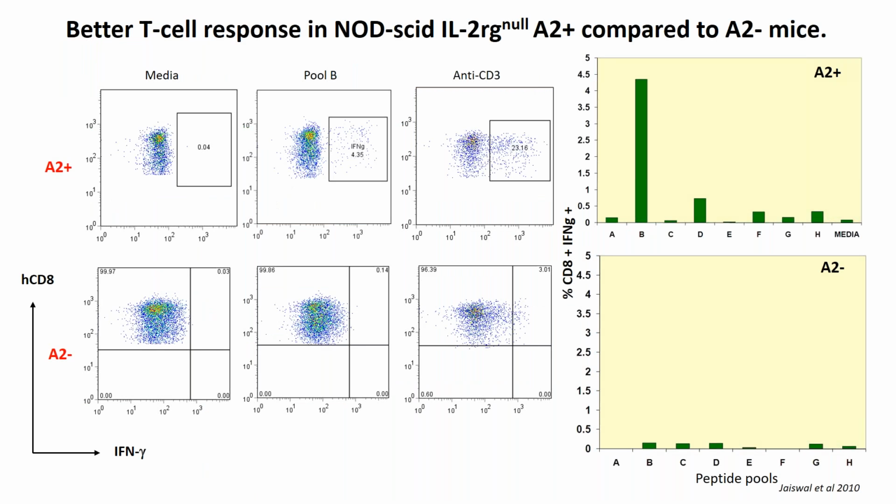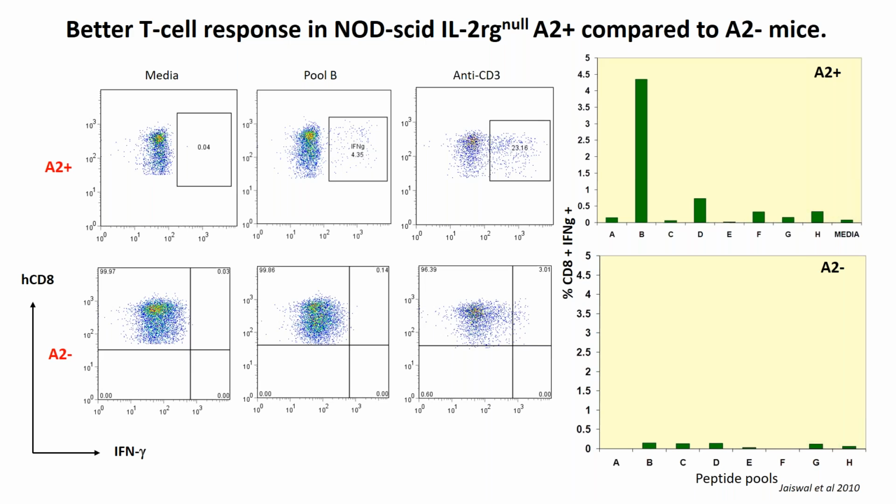So one major difference between the A2 plus and A2 minus mice was also in the numbers of spleen cells. In A2 minus animals, the spleens were relatively very small, and we used to get close to 3 to 5 million cells, whereas in A2 positive animals, the spleen was comparatively bigger, and the number of cells varied from 15 to 20 million. So it made it easier to set up numerous assays with the splenocytes.